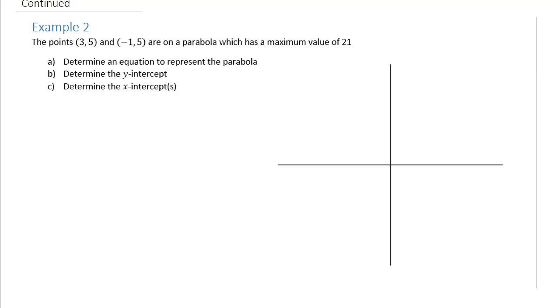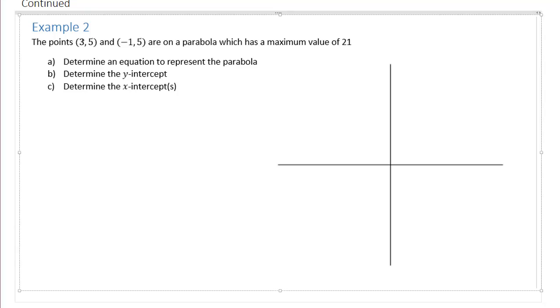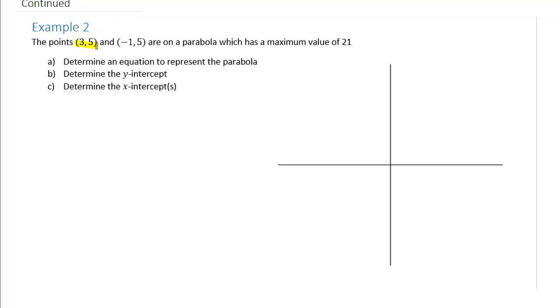All right, so what did they give us here? In this question, I'm given 2 points, (3, 5) and (-1, 5). I'm just going to draw a rough graph here, 3 over, 5 up. So we'll just say that's, I don't know, over here somewhere. There's (3, 5).